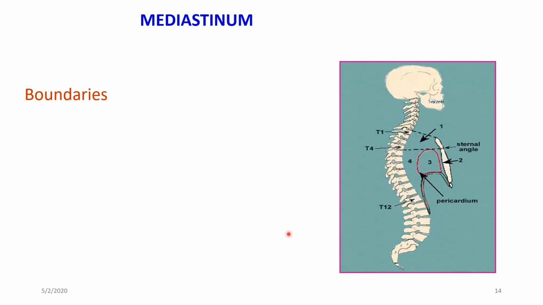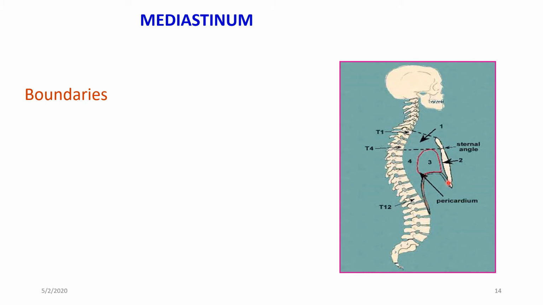What are the boundaries of the mediastinum? In this picture, you are seeing the thoracic vertebral column. Please focus on only the thoracic vertebral column posteriorly. This is the posterior boundary for the mediastinum. And anteriorly, you are seeing the manubrium and body of sternum and the xiphoid process. So the manubrium and body of sternum contribute to the anterior boundary of the mediastinum.